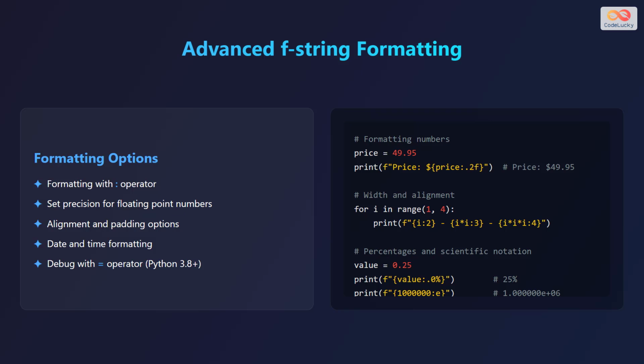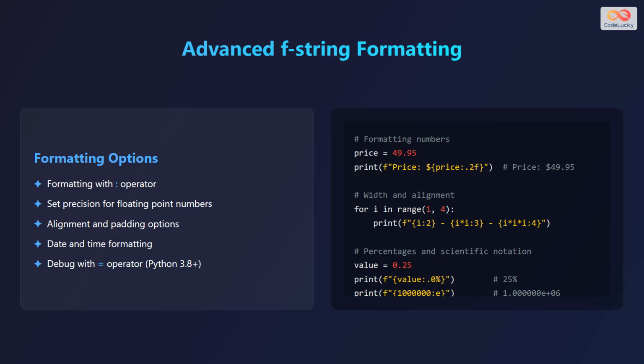Now let's dive into advanced f-string formatting options. F-strings allow formatting with the colon operator, enabling precise control over how values are displayed. You can set precision for floating point numbers, control alignment and padding, format dates and times, and even debug expressions directly within the string, a feature introduced in Python 3.8. Here are a few practical examples.